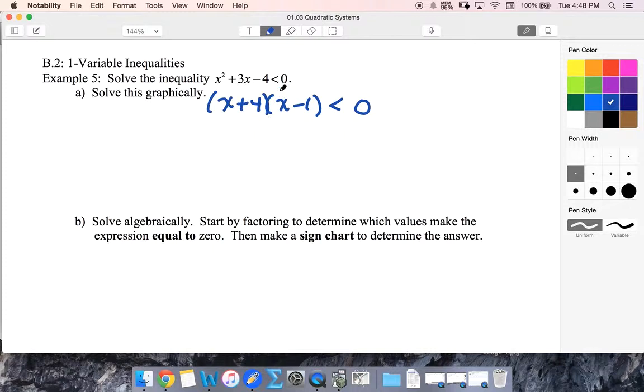This just gives me a way to graph it because I've now got an x-intercept of -4, an x-intercept of 1, and it points up. So 1, 2, 3, 4, 1. The halfway point of that is going to be here at -1.5. So I could plug that in to find my y value. I know my intercept, though, is -4.